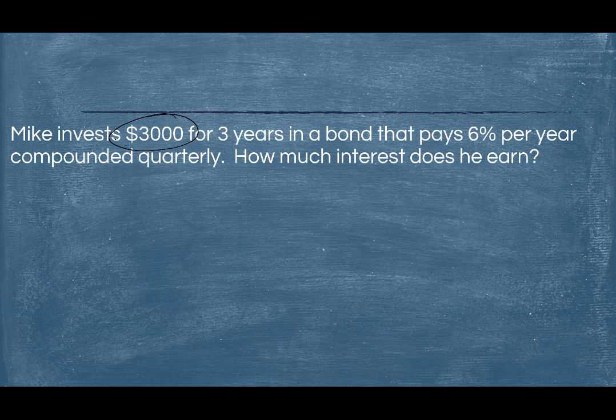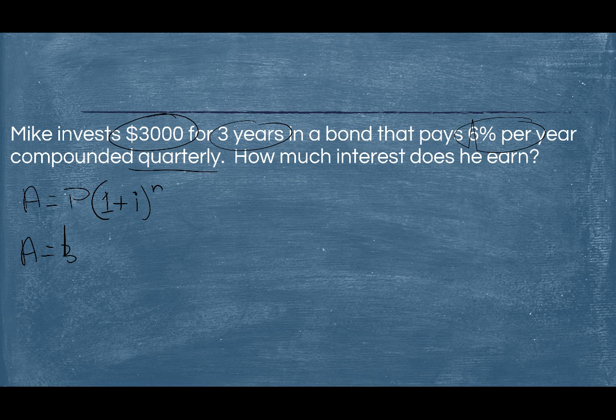Same guy, Mike, same money, $3,000, same time, 3 years, same percentage, 6% per year. But now it's going to be compounded quarterly instead of simple interest. How much interest does he earn? So now the formula is A equals the principal times 1 plus the interest to the power of N. So there's the formula. Starts out simple enough.